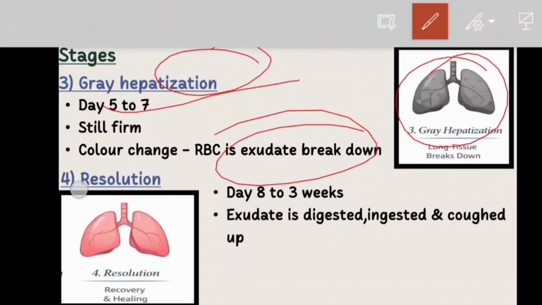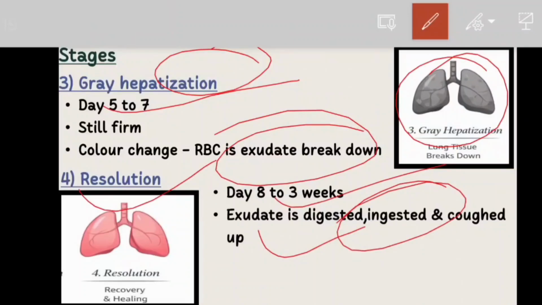Okay. Now stage 4, that is the resolution. So that is day 8 to 3 weeks. So this is called resolution. Here the body's immune cells remove the inflammatory material, and the exudate is ingested and coughed off, allowing the lungs to return toward normal. Okay. So now the alveoli slowly become empty again, air returns, oxygen exchange improves, and the patient starts recovering.